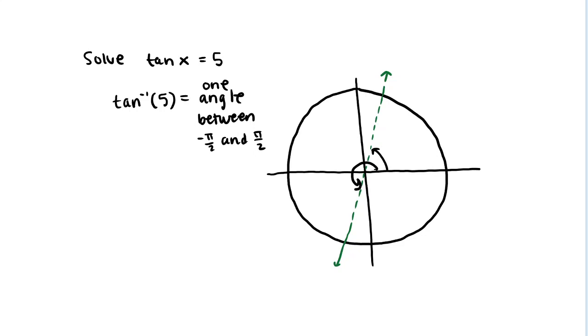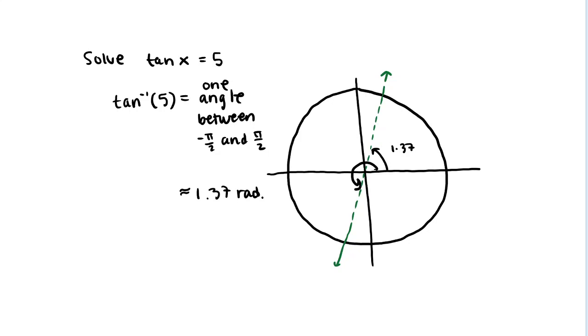And so here, when we take tangent inverse of 5, we get roughly 1.37 radians. And usually you don't have to include radians as a unit, but I'm just writing it there to make it very, very clear. And so that's this angle here. This angle is 1.37 radians.